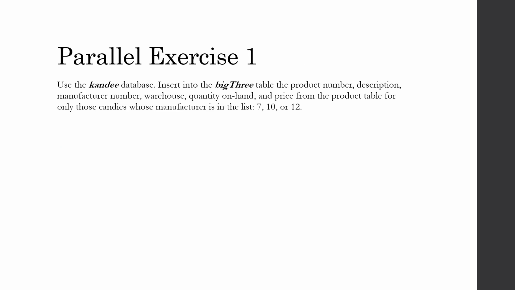Parallel exercise 1. Use the Candy database. Insert into the Big 3 table the product number, description, manufacturer number, warehouse, quantity on hand, and price from the product table for only those candies whose manufacturer is in the list 7, 10, or 12.